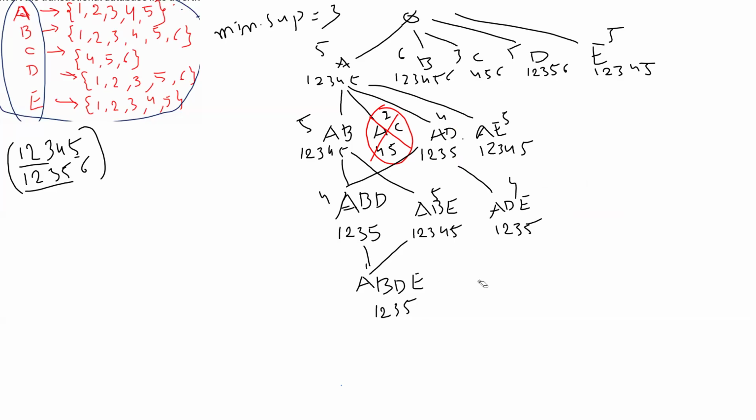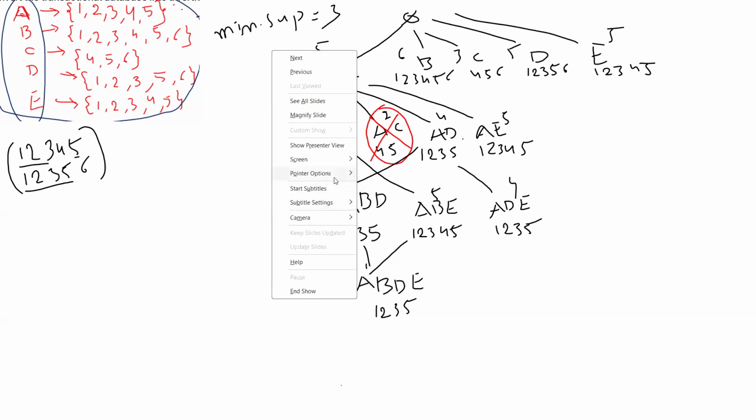Look at this. ABD and ABE form ABDE. That's all. ABD when combined with ADE will also form ABDE. ABE and ADE also form ABDE. So everything constitutes 1, 2, 3, 5. The support of this is also equal to 4.